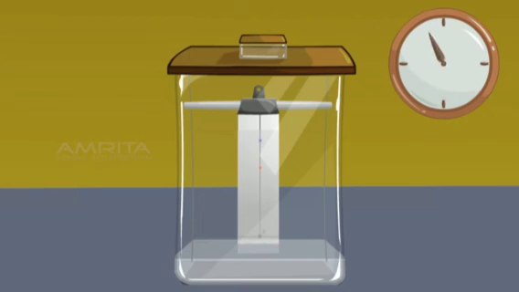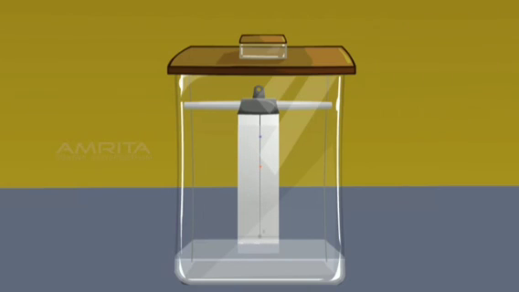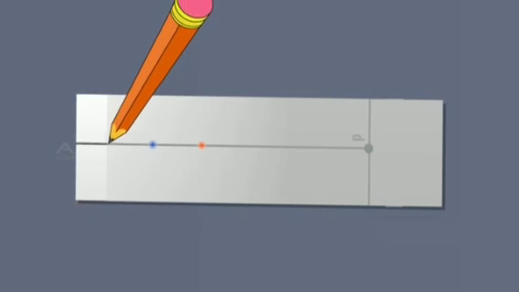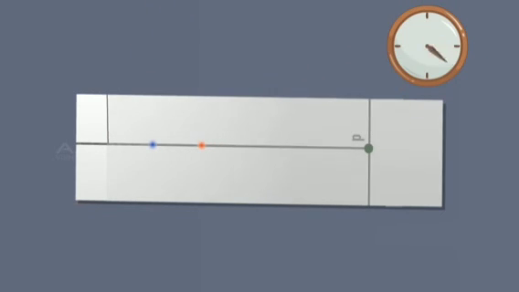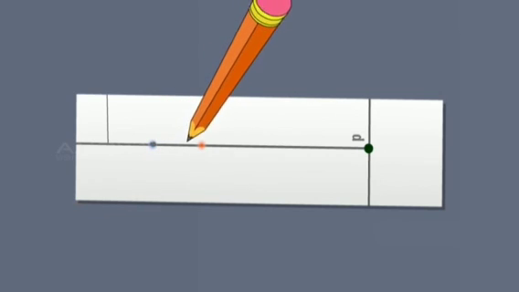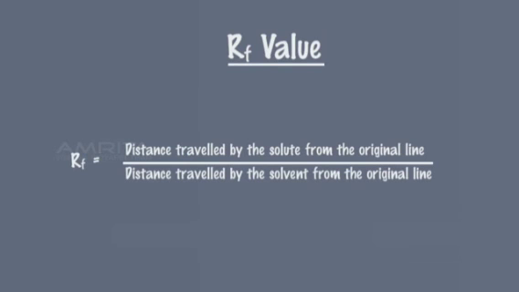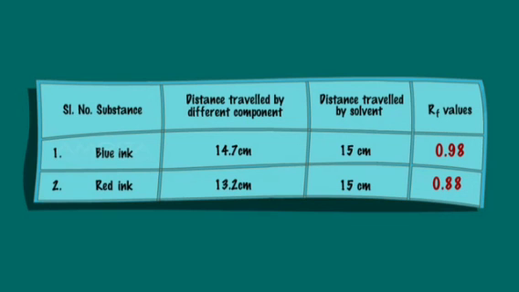When the solvent has risen about 15 centimeters, you will notice two different spots of blue and red colors on the filter paper. Take the filter paper out of the chamber and mark the distance that the solvent has raised on the paper with a pencil. This is called the solvent front. Dry the paper and put pencil marks in the center of the blue and red spots. Measure the distance of the solvent front from the original line and the distance of the two spots from the original line. Calculate the RF values of the blue and red inks by using the formula.